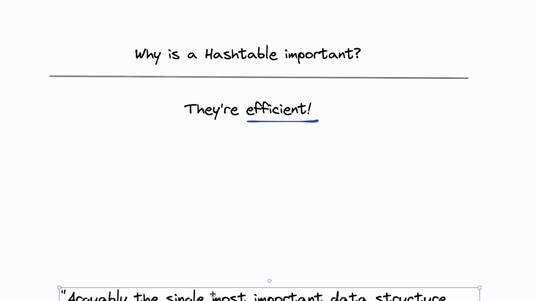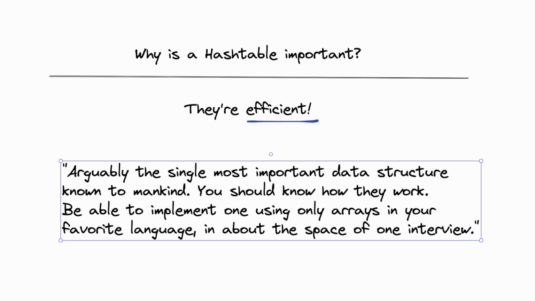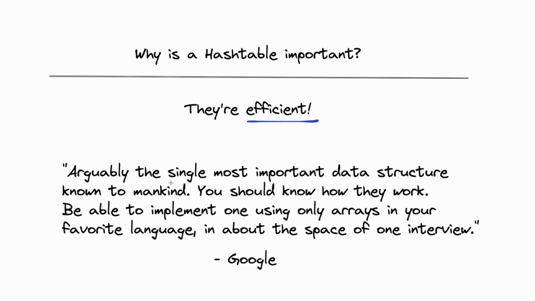In fact, Google's official interview guide states that hash tables are arguably the single most important data structure known to mankind. You should know how they work, be able to implement one using only arrays in your favorite language in about the space of one interview. Let's look at an example of a hash table, and then we'll implement one using Python.